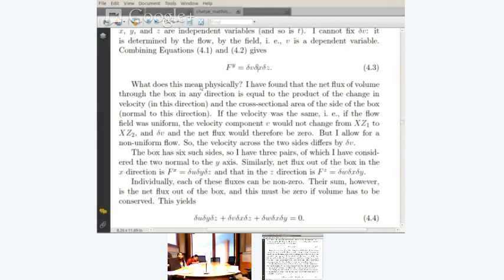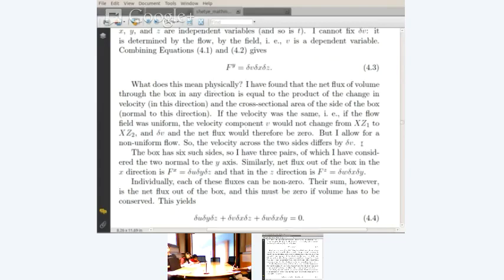So that's all. It means that the net flux of volume through the box in any direction is equal to the product of the change in velocity in that direction and the cross-sectional area of the side of the box normal to that direction. That's it. If the velocity was the same, that is the flow field was uniform, that is V at Y plus delta Y was equal to V at Y, there would be no change in volume. And that is exactly what you expect. What goes in comes out. No change in volume inside the box. But that's not necessarily what happens in fluid flows.